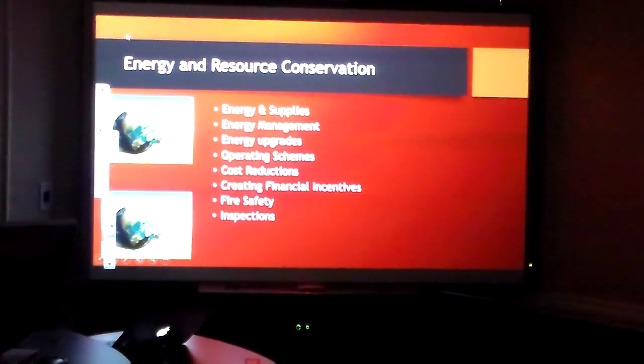So we're going to talk briefly about energy and resource conservation. We'll talk about these 8 key elements in terms of energy in schools.